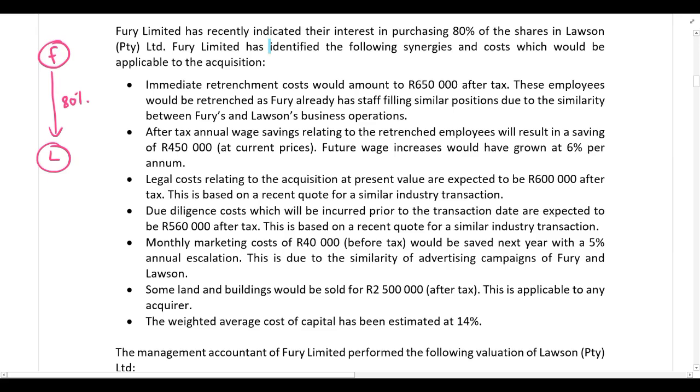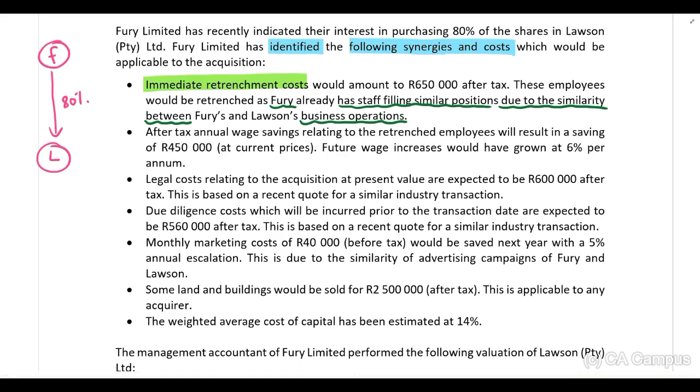Fury Limited has identified the following synergies and costs which would be applicable to the acquisition. So first we have immediate retrenchment costs would amount to 650,000 Rand after tax. These employees would be retrenched as Fury already has staff filling similar positions due to the similarity between Fury and Lawson's business operations. So because the two companies have similar business operations, they are going to retrench some employees at a cost of 650,000 Rand after tax.